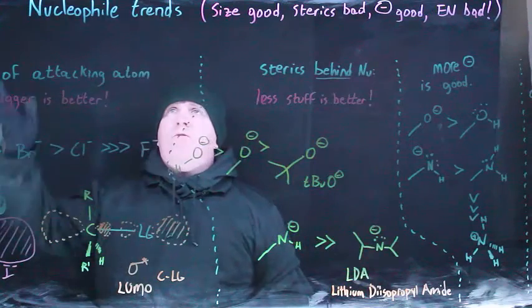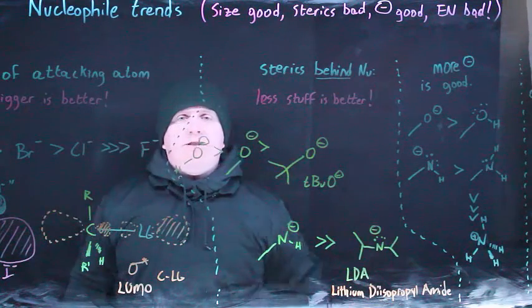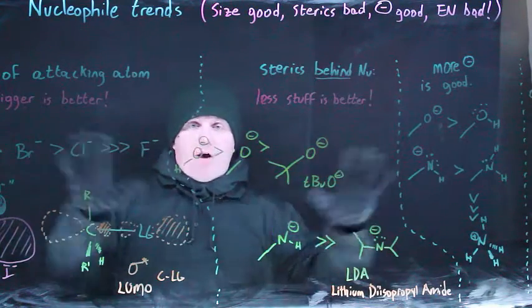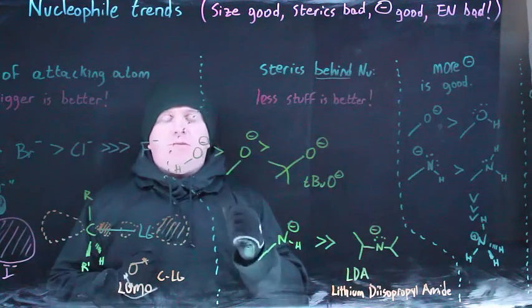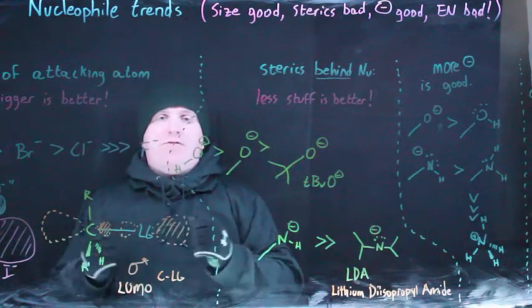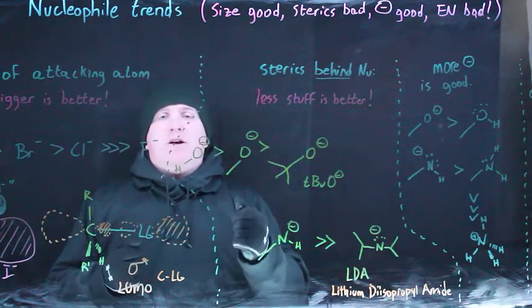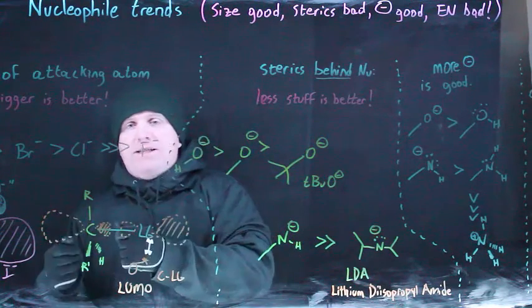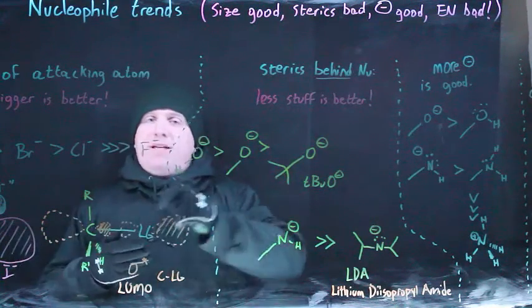So here I'm going to talk to you about nucleophile trends. In other words, what makes a nucleophile a good nucleophile. So keep in mind, underpinning all of this is the fact that a nucleophile is simply a pair of electrons. And if I were to ask you to define what a base is, you would also say it's a pair of electrons. And what's the difference between a nucleophile and a base? Well, a base is always a nucleophile that happens to be attacking a proton.